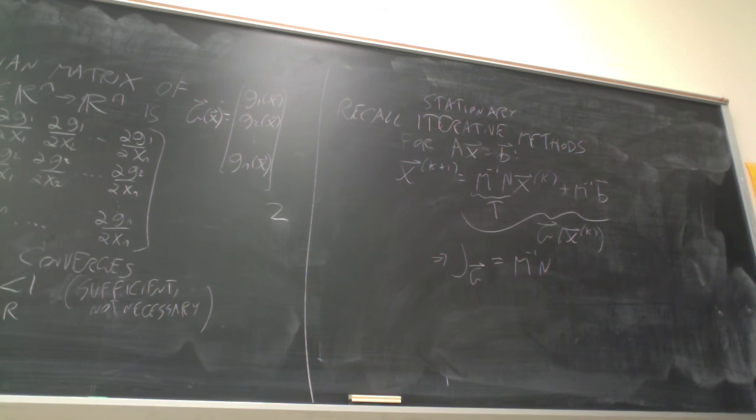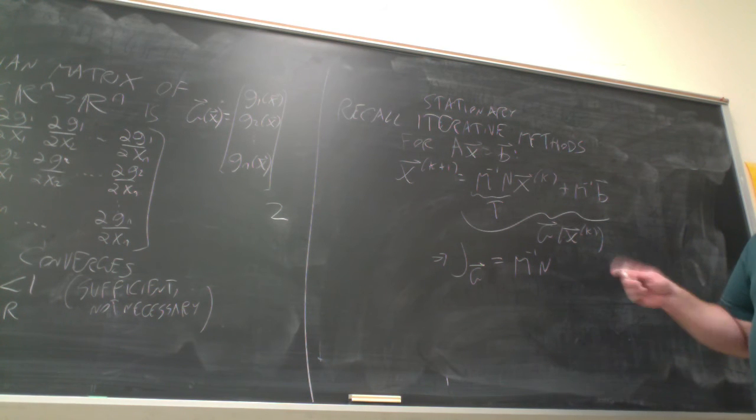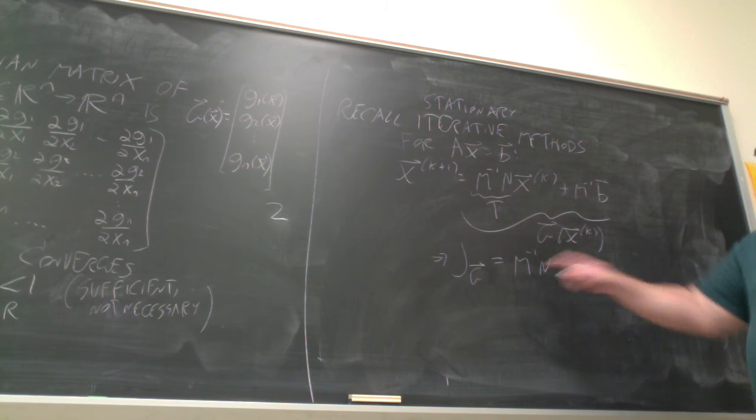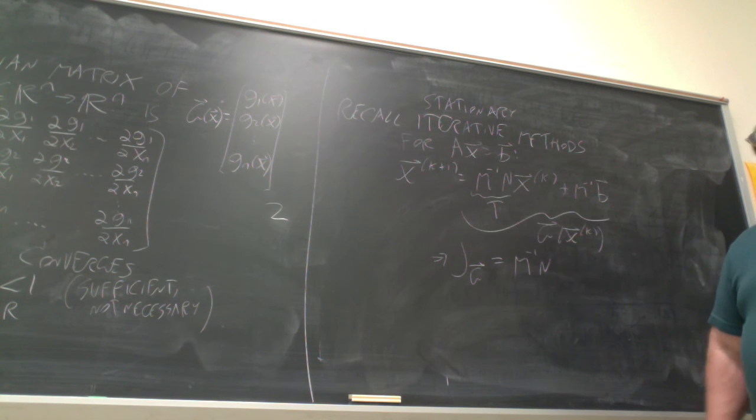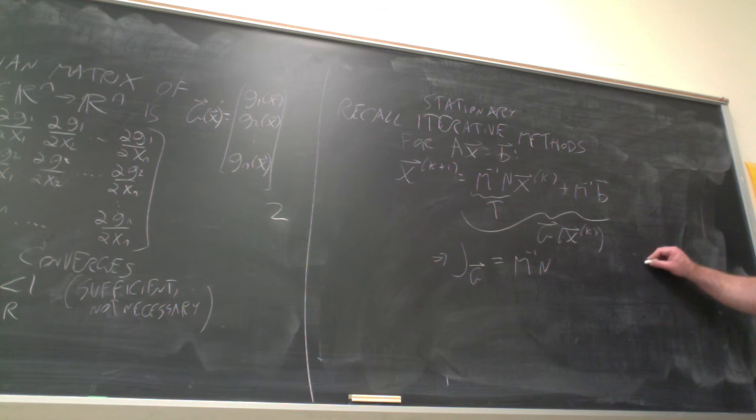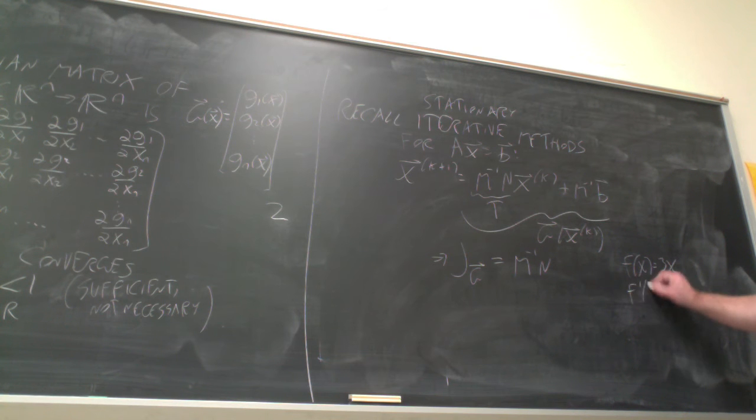And sure enough, if it has spectral radius 1, then it converges. Now, the easiest way for you to see why this is the Jacobian of this is you think in terms of ordinary nice functions of a single variable. If I have a function like this, f of x is equal to like 3x, what's my derivative?